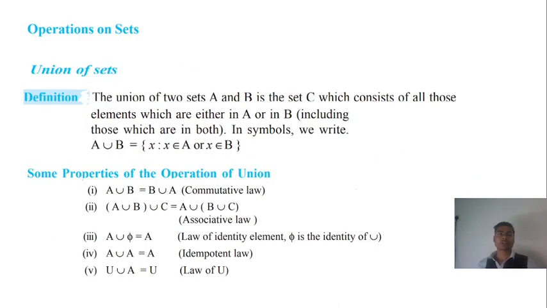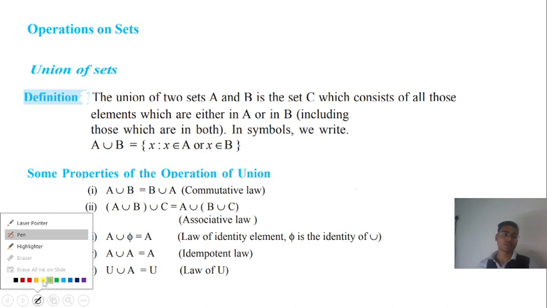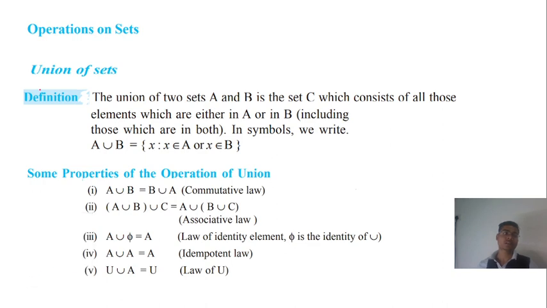Coming to some basic operations of sets, we are going to discuss three operations on sets. First is union, second is intersection, and the third is difference. Today we will discuss the operations of sets, and first is the union of sets. The union of two sets A and B is the set C that consists of all those elements that are either in A or in B, including both of them.